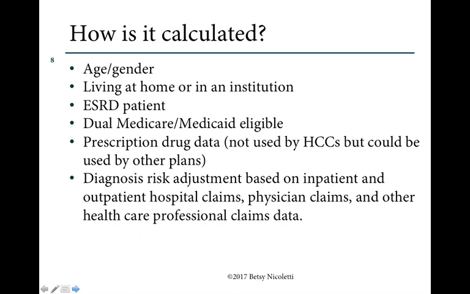Diagnosis risk adjustment is based on the claims submitted in a contract year or a calendar year from an inpatient stay, an outpatient hospital stay, physician claims, or other healthcare professionals, so social workers, physical therapy. The diagnosis codes that are submitted on lab or x-ray reports, those are not used in this risk adjustment. So a patient has a risk-adjusted score. It's based partially on demographics, which we have no control over, and partially on the diagnosis codes that are submitted.